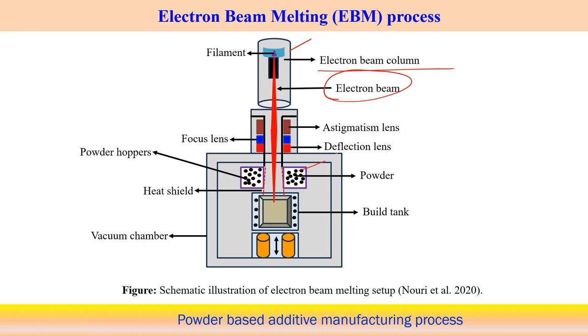And here we see the powder hopper, where the source of the powder is, and then a heat shield also, which acts as a heat shield. So the powder basically comes from here, and the electron beam melts the powder and creates the component. Here is the vacuum chamber around everything. Building up one layer is performed, and then before the next layer, the platform shifts in the downward direction by one layer thickness. This way it controls the electron beam additive manufacturing process.